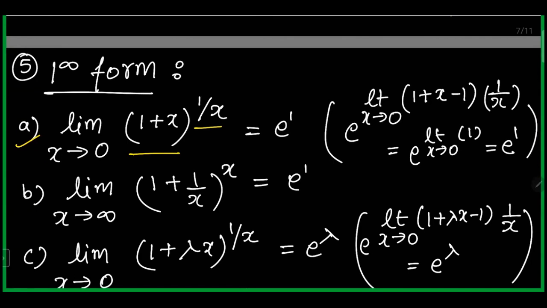So let's just put the value 0. So what you get is 1 plus 0, which is 1, and 1 by 0 is infinity. So you are getting 1 raised to power infinity form. How do you solve problems in this situation?